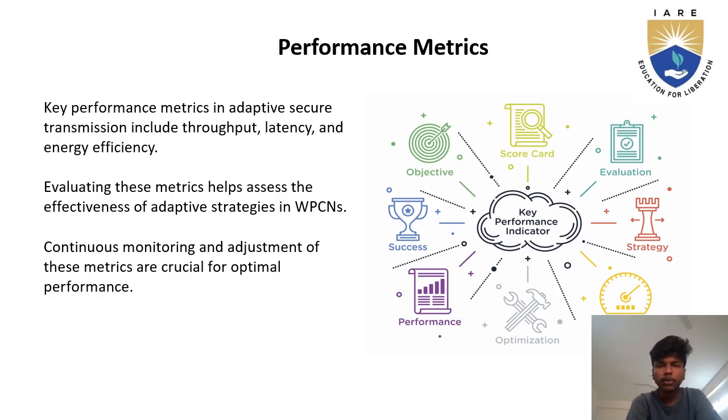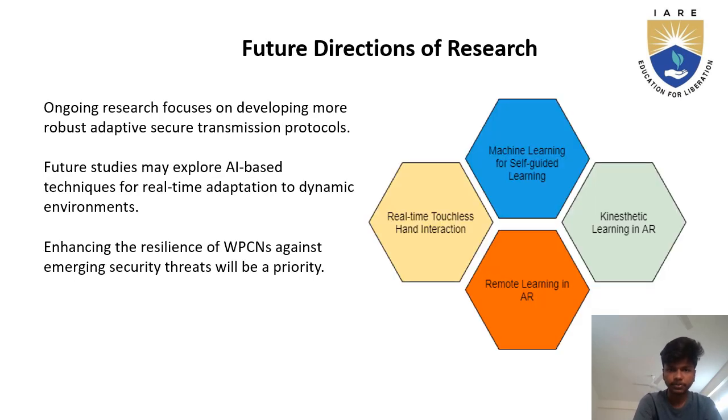Now let's see about performance metrics. Key performance metrics in adaptive secure transmission include throughput, latency, and energy efficiency. Evaluating these metrics helps assess the effectiveness of adaptive strategies in WPCNs. Continuous monitoring and adjustments of these metrics are crucial for optimal performance.